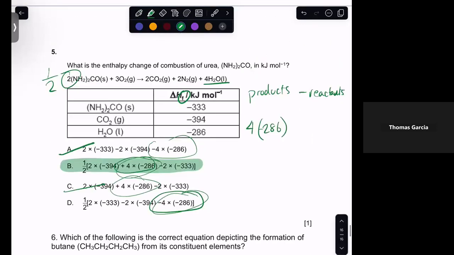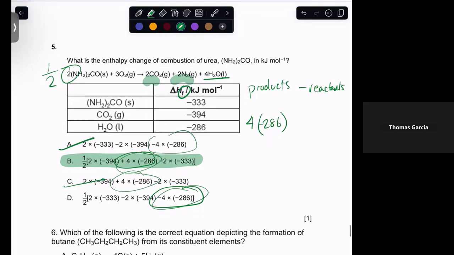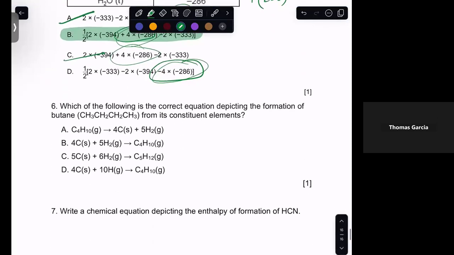I did shortcut a little bit of this when I did this question on my own. I identified all the products and reactants and noticed that water was the one that was wrong. It takes a little bit longer, but not too much.